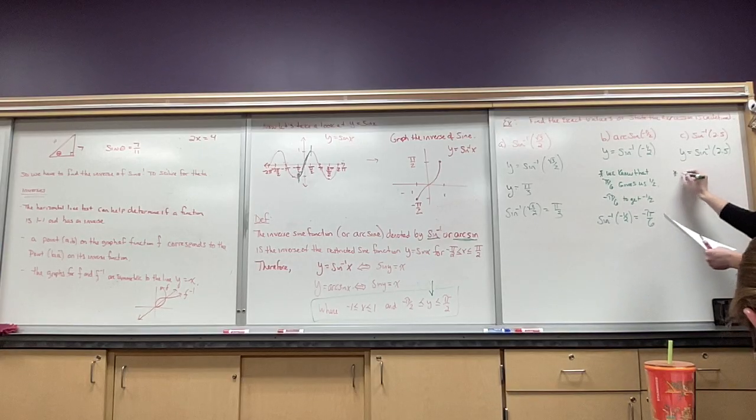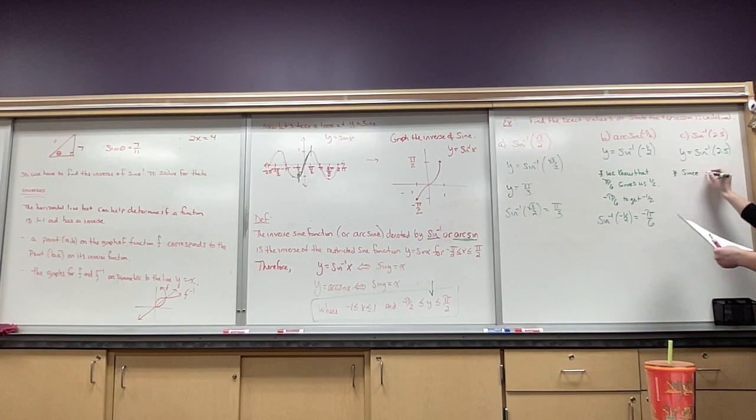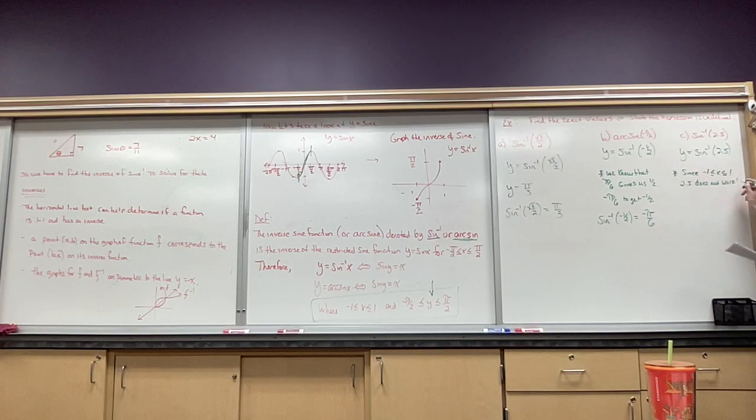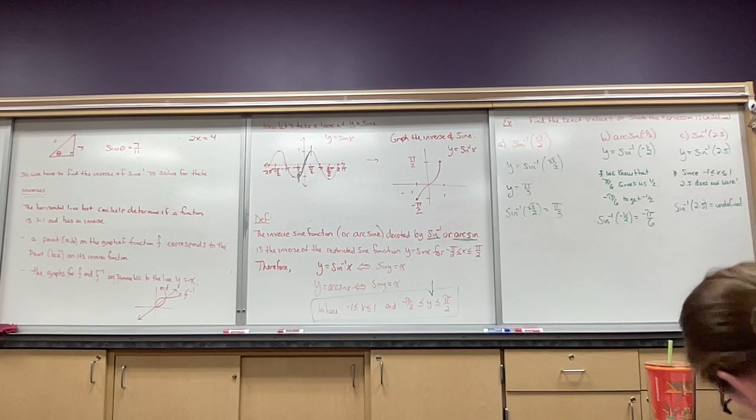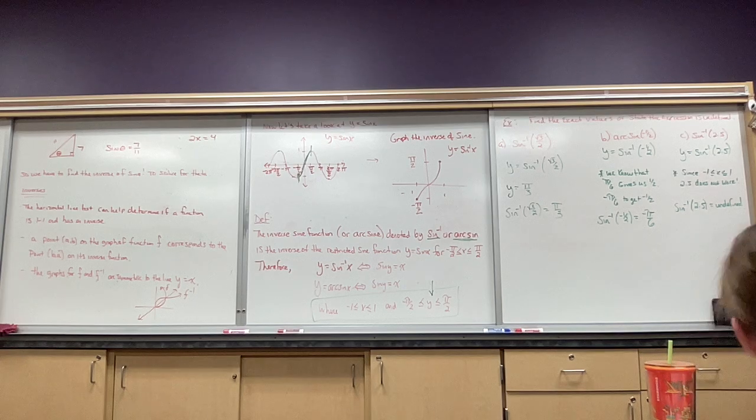So let me write that as a note. Since our x values are between -1 and 1, 2.5 does not work. So let's go ahead and just put here that this would be undefined. Okay, so no bueno for that one. Any questions on that? So again, when I put a box there, that is very critical when it comes to these problems.